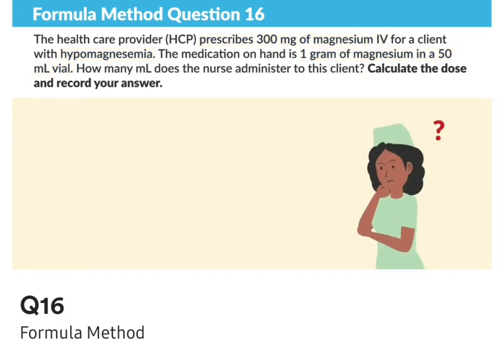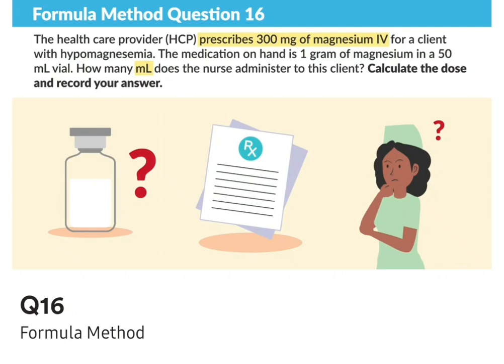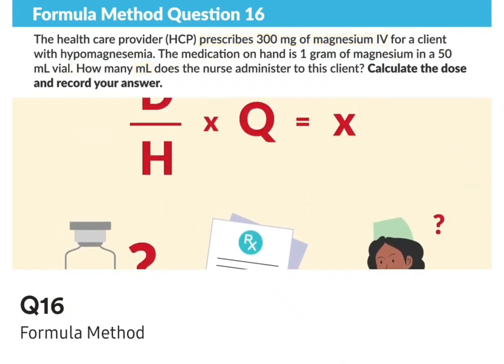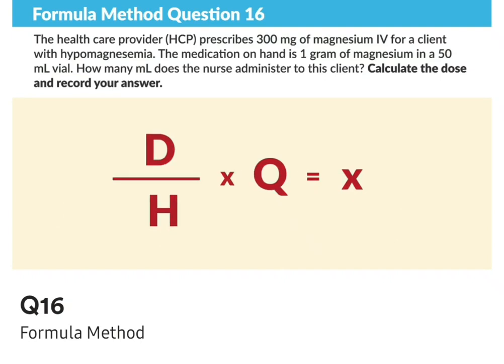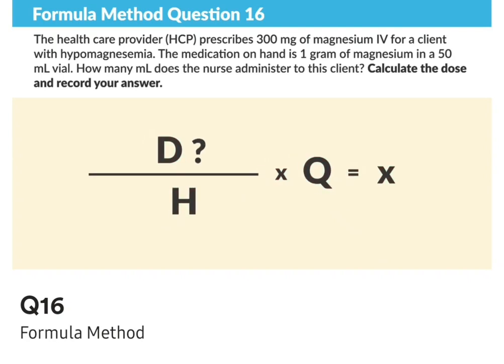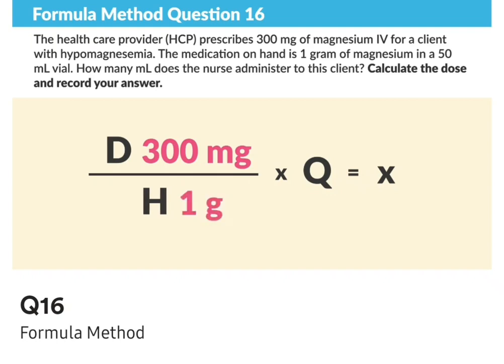All right, so let's break this down. We're solving for milliliters per dose, or mLs per dose. So we're setting up the formula method here. D over H times the Q. So remember, desired over have times the quantity. So what is the desired prescribed dose here? Well, D is 300 milligrams, right? And the H is 1 gram in 50 mLs.